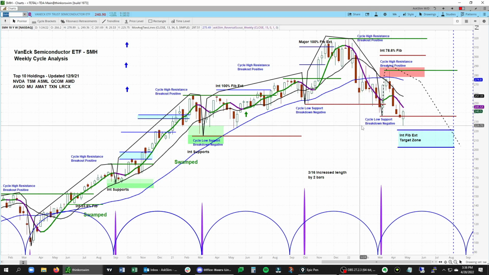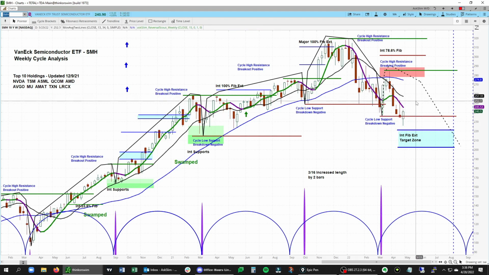What we're looking at here on the weekly is that this is a breakdown on the intermediate term, where we have broken below this key weekly low here at 237.32. What this says is that we would look for rallies to fail on the intermediate term going out into this next key timing, which is due out into the August time period.